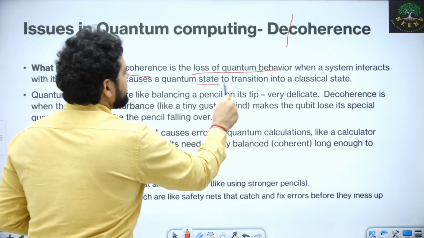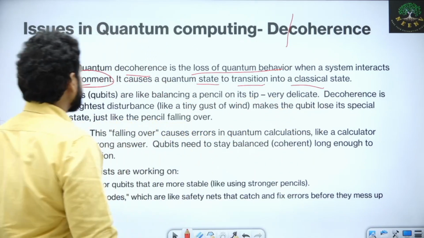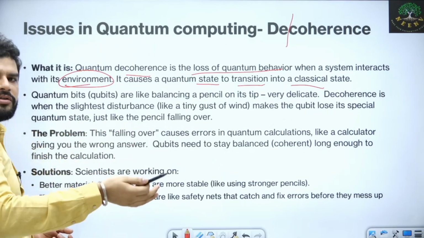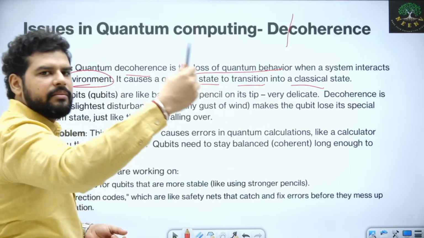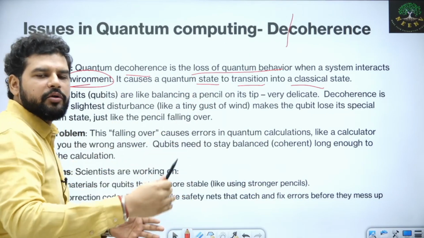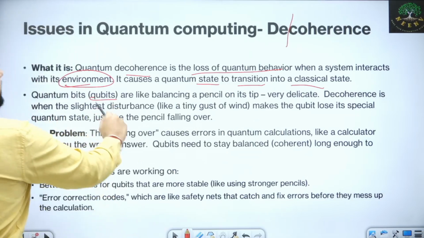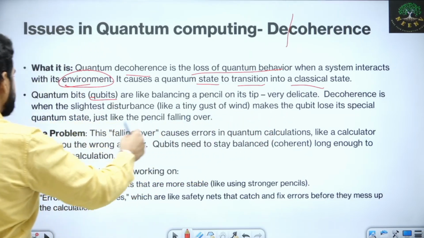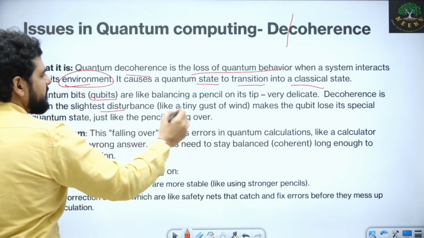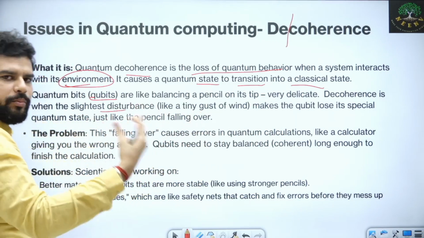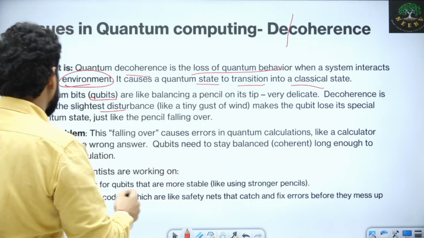So it causes the quantum state to transition into classical state. So after observing also, quantum becomes classical. Because of disturbance of the environment also, quantum becomes classical state. Okay. So quantum bits are like balancing a pencil. I've given you this example. So the slightest disturbance can make the quantum, that is qubit, lose its special quality of superposition.